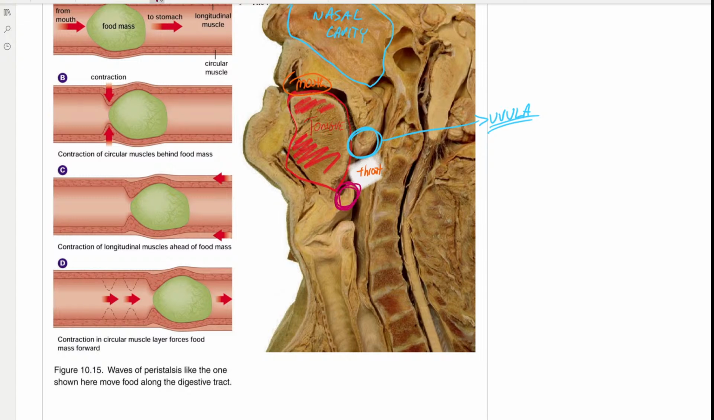And this down here is the epiglottis, which closes down over the windpipe to prevent anything from going down the windpipe. So this is the windpipe to the lungs, known as the trachea. And this here is the esophagus, which is going to lead down to the stomach.